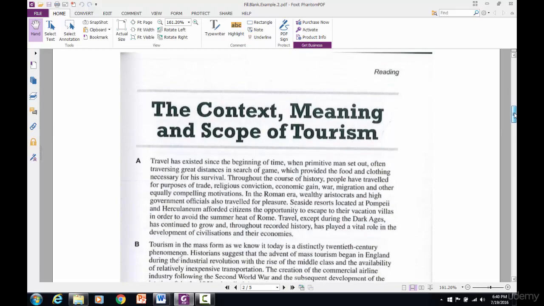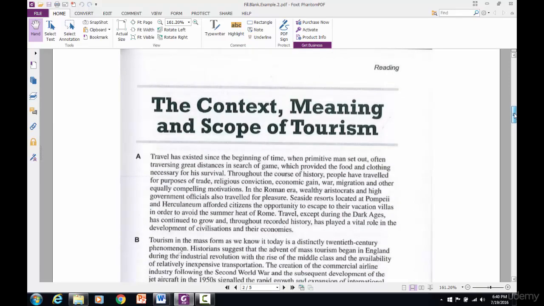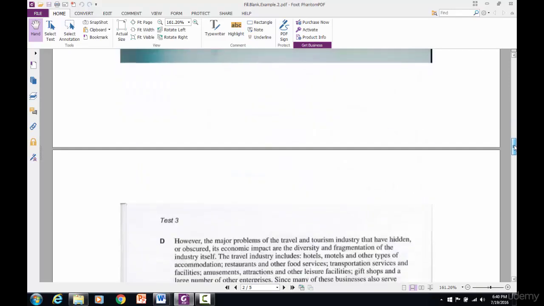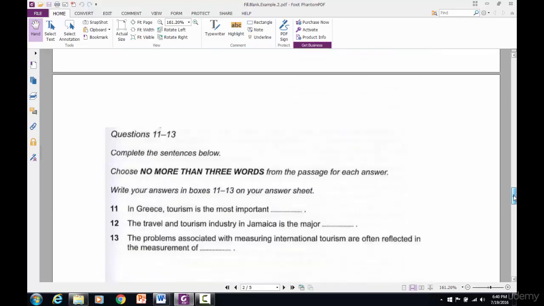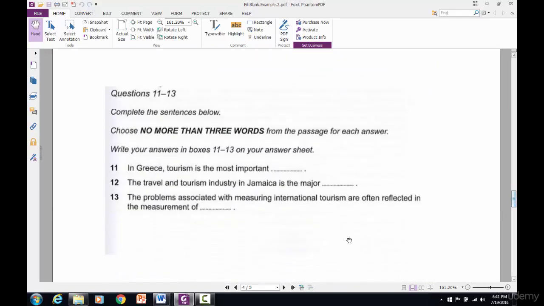All right, so here we have a reading passage about the context, meaning, and scope of tourism. Let's look at our questions. We have fill-in-the-blank questions. The first thing we want to always keep in mind is that these questions go in order. You'll find number 11. After that, you'll find number 12. And after that, you'll find number 13. We want to look at the questions and decide which ones are going to be the fastest to do first.